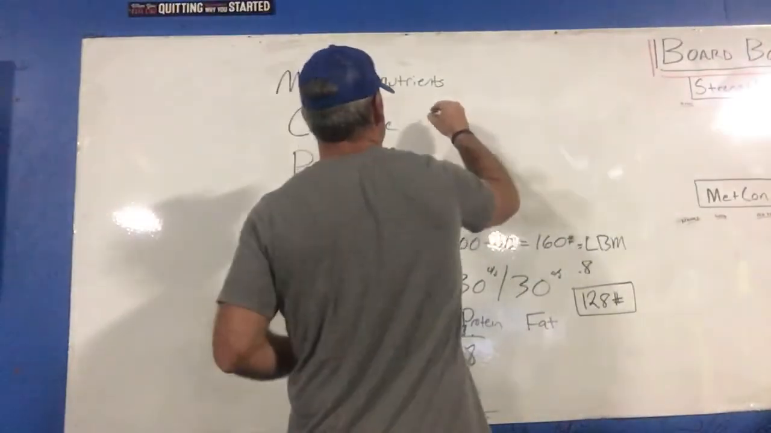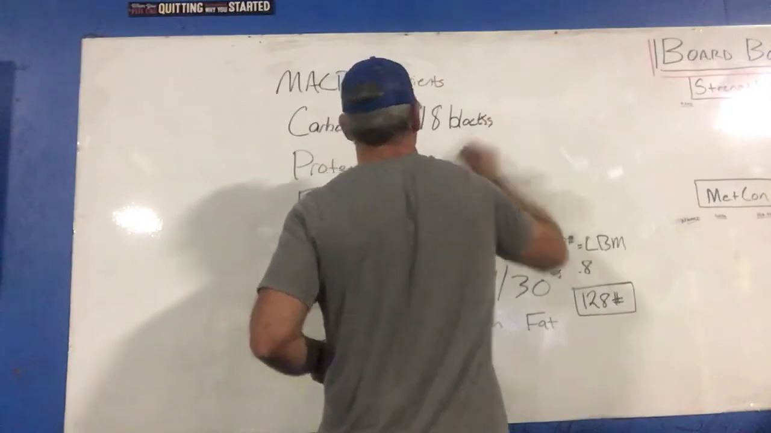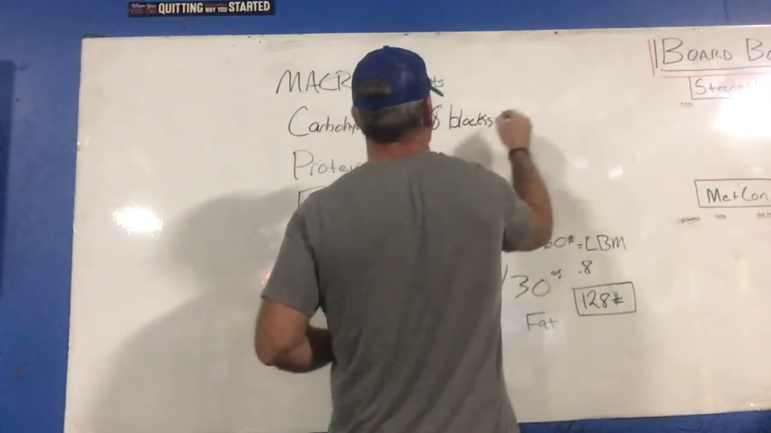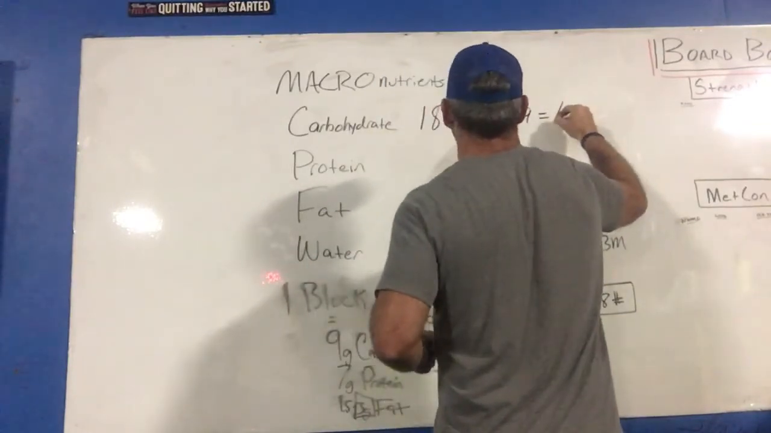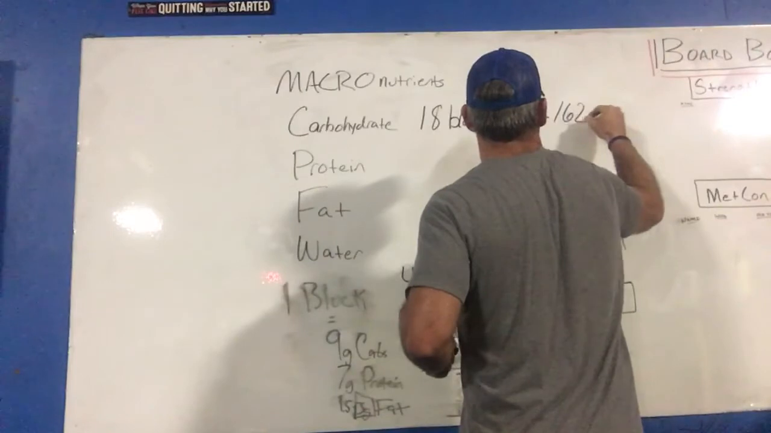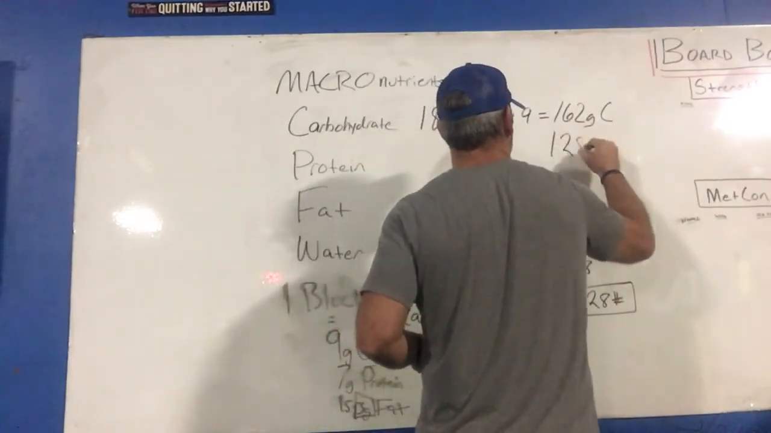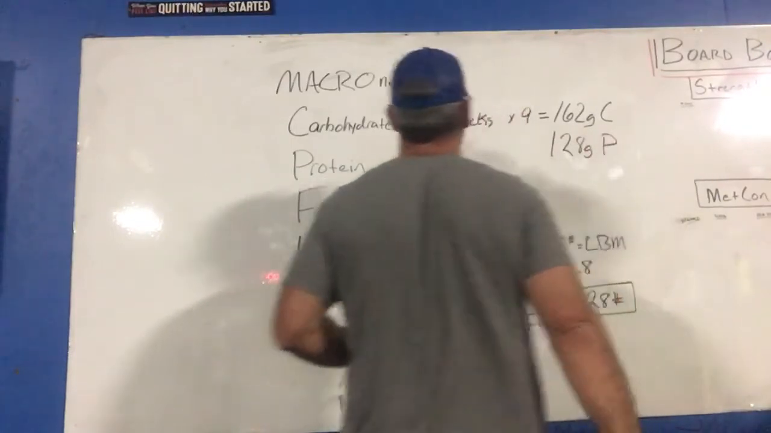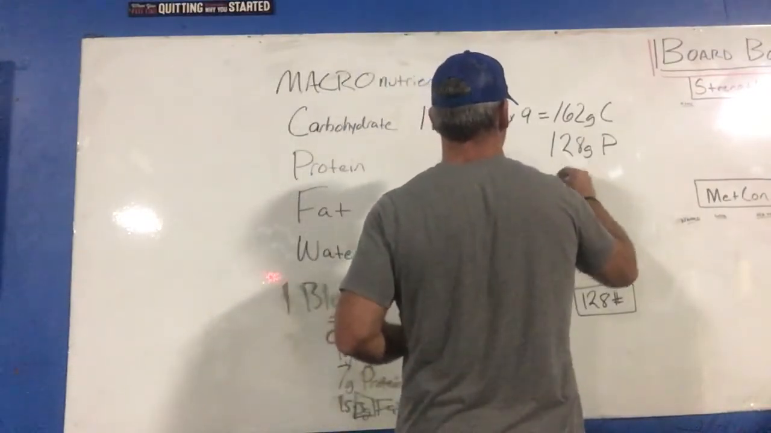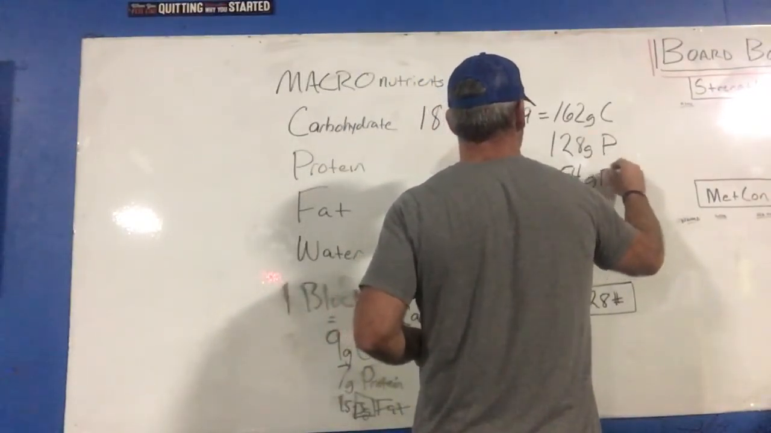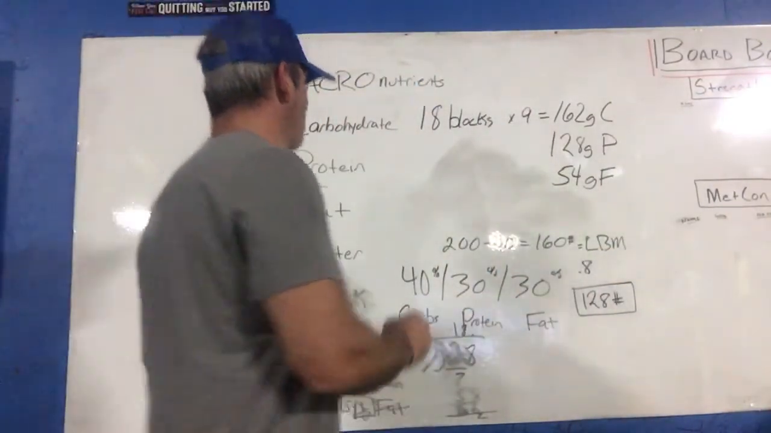So we've got 18 blocks. 18 times 9 is 162 grams of carbs. We know that we have 128 grams of protein, and I'll take 18 multiplied by 3, and that gives me 54 grams of fat. All right, now the only thing left we have is our water.